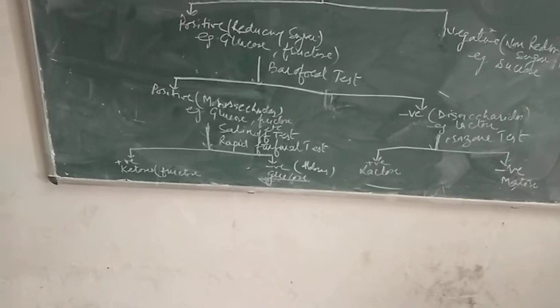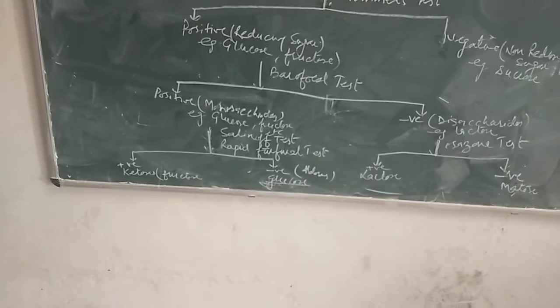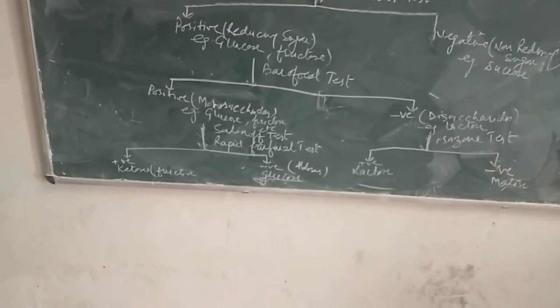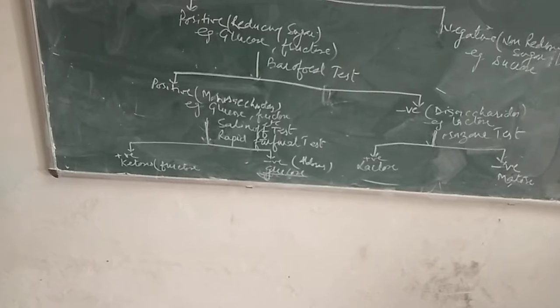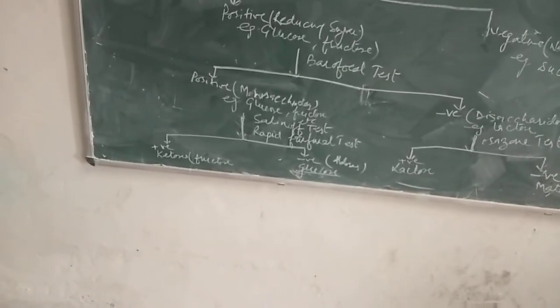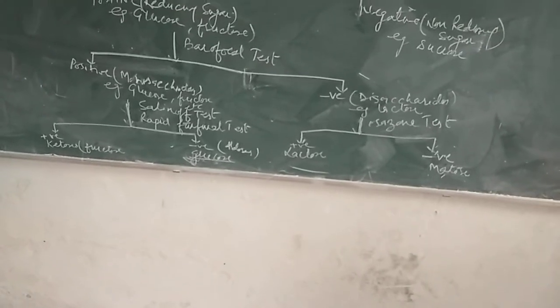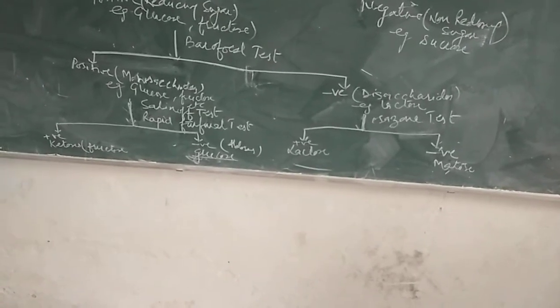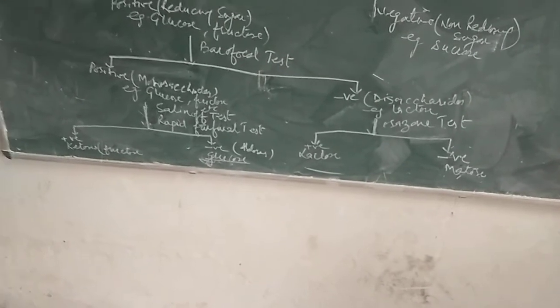If monosaccharide is present, then we have to do the Seliwanoff test and the rapid furfural test. If these tests are positive, then ketoses are present. Example of the ketose group is fructose. If these tests are negative, then glucose is present, which has the aldehyde group.